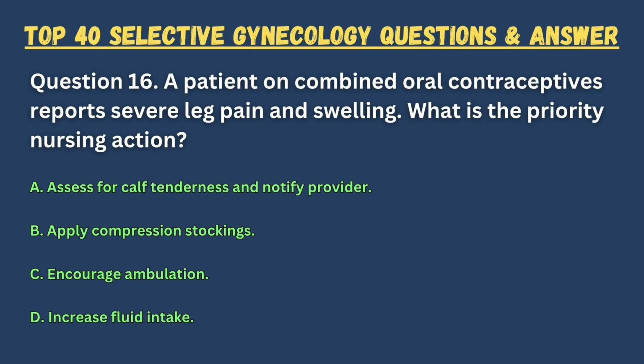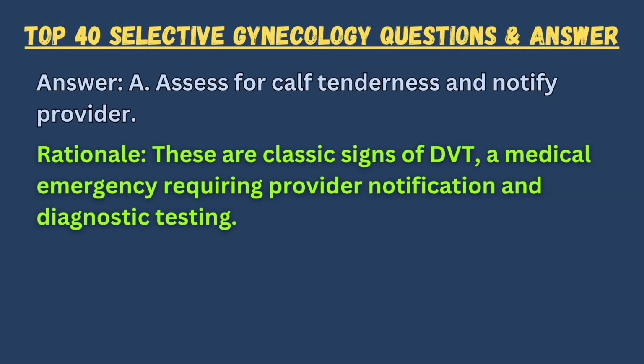Question 16. A patient on combined oral contraceptives reports severe leg pain and swelling. What is the priority nursing action? A. Assess for calf tenderness and notify provider. B. Apply compression stockings. C. Encourage ambulation. D. Increase fluid intake. Answer. A. Assess for calf tenderness and notify provider. Rationale. These are classic signs of DVT, a medical emergency requiring provider notification and diagnostic testing.